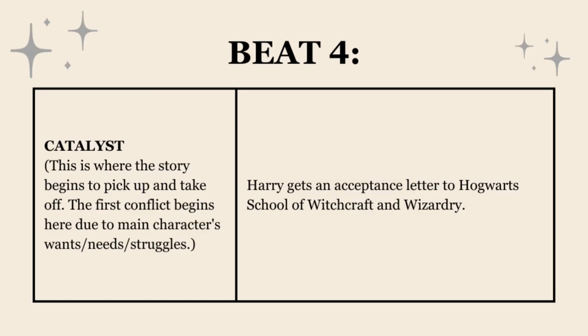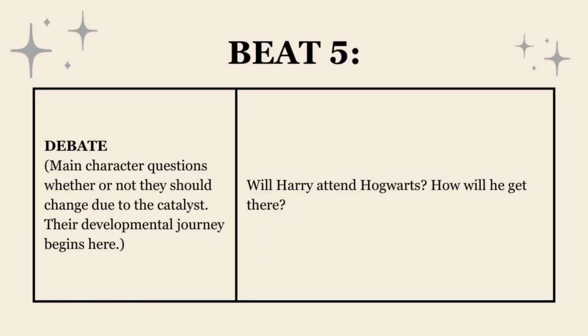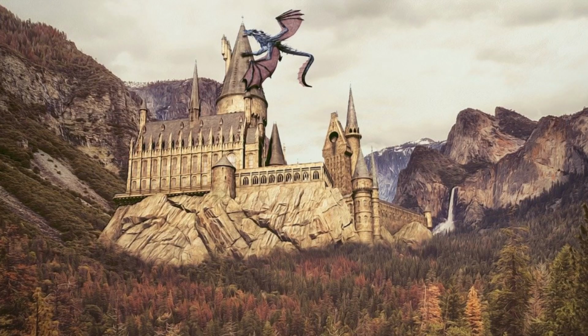The next beat is the catalyst. This is where the story begins to pick up and take off. The first conflict begins here due to the main character's wants, needs, and struggles. We see that Harry gets an acceptance letter to the Hogwarts School of Witchcraft and Wizardry. The next beat is the debate. The main character questions whether or not they should change due to the catalyst. In other words, will Harry attend Hogwarts, and how will he get there?